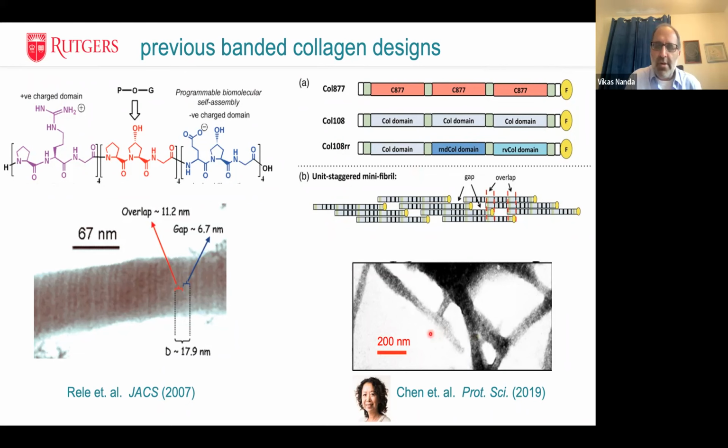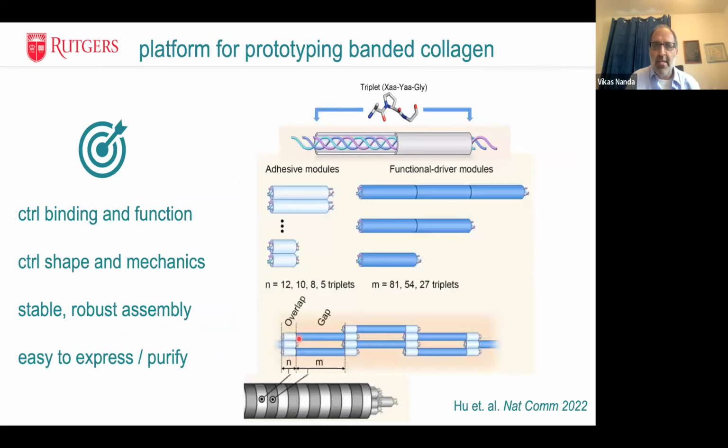And so we were inspired by these particular designs, and we were trying to make something where we could achieve the same sort of banded pattern, but we also wanted to be able to control the binding and function of cells to these banded structures. So we wanted something where we could control the function and the chemistry of the collagen assembly. We also wanted to be able to control the shape and mechanics. Could we control the dimensions of the fiber? Could we control the spacing of the banding?